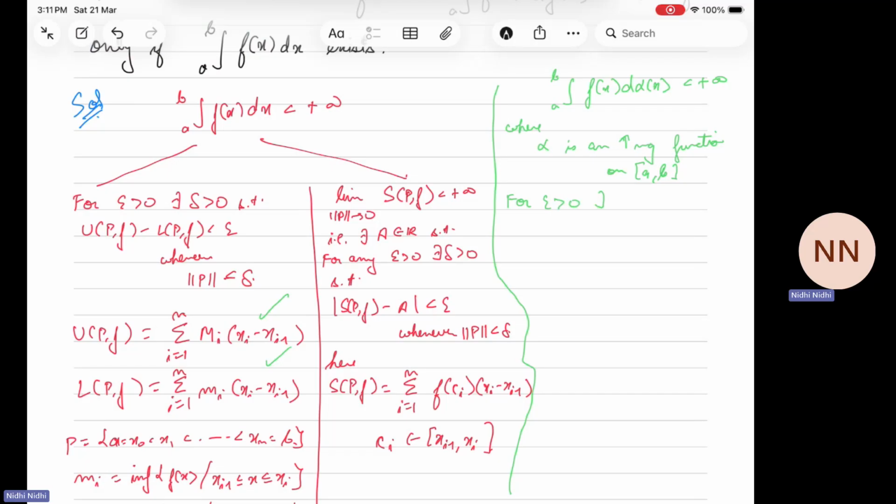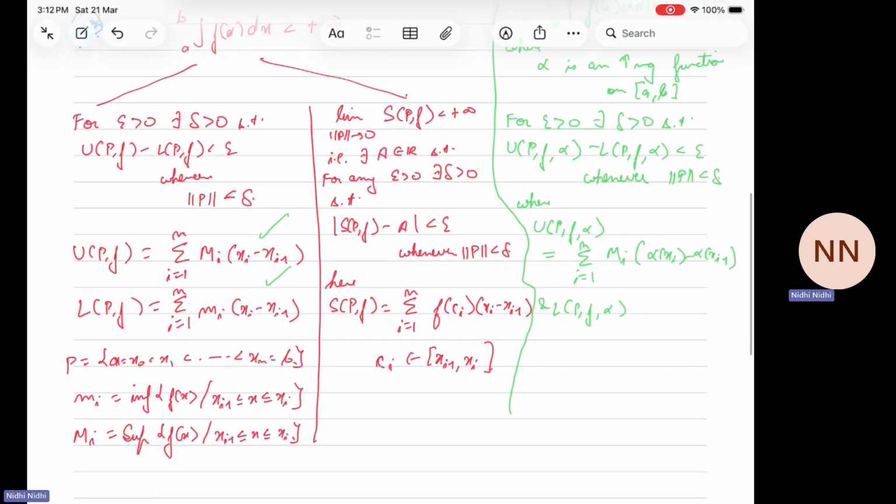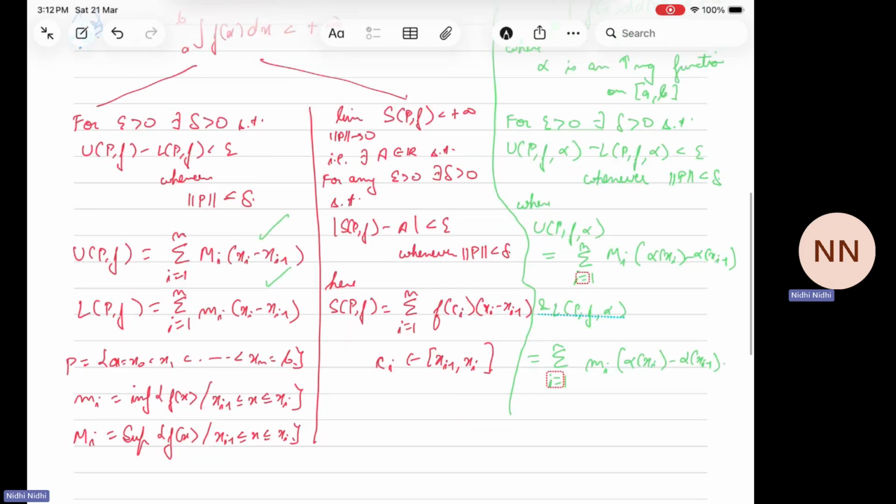For epsilon positive, there exists some delta positive such that U(P,f,alpha) minus L(P,f,alpha) is less than epsilon whenever the norm is less than delta, where U(P,f,alpha) corresponding to some partition P is equal to the summation from i equals 1 to n of capital M_i times (alpha(x_i) minus alpha(x_{i-1})), and L(P,f,alpha) is equal to the summation of small m_i times (alpha(x_i) minus alpha(x_{i-1})). So this is the main difference.